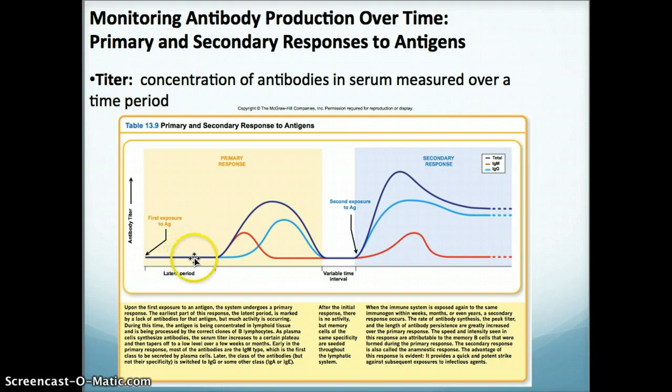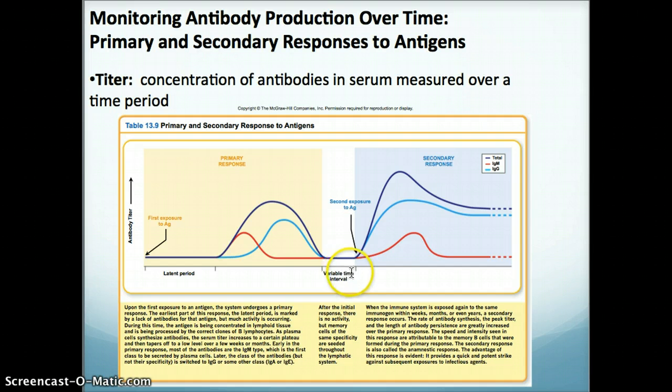There's a latent period. It takes a while for these cells to get up and running, recognize it as foreign, start to proliferate. And you can see we have IgA is the red, the light blue is IgG, and then the total of those 2 is the blue. And you see we get this nice response, but it takes a little while.